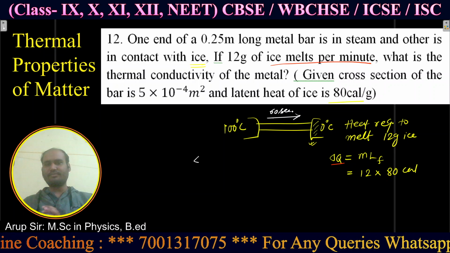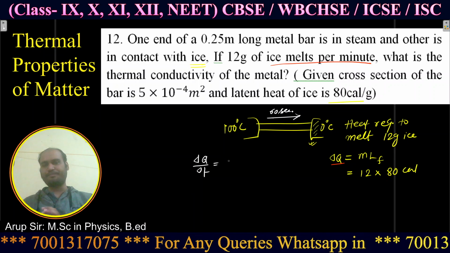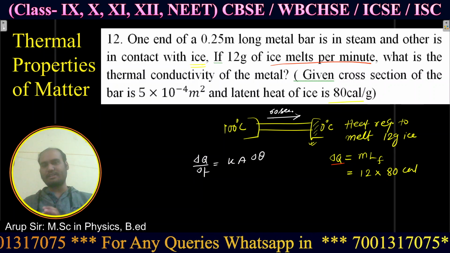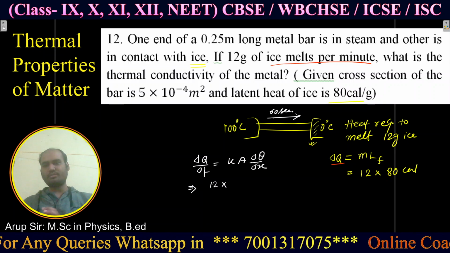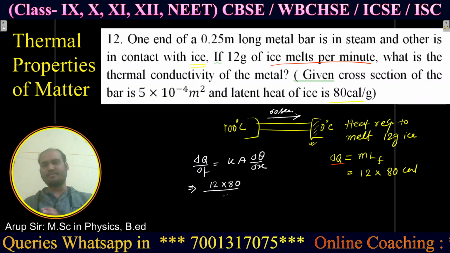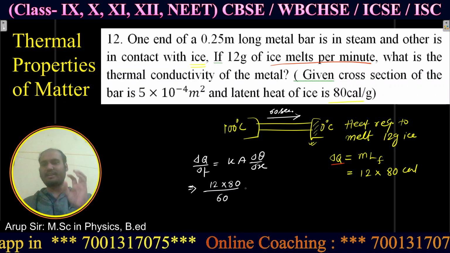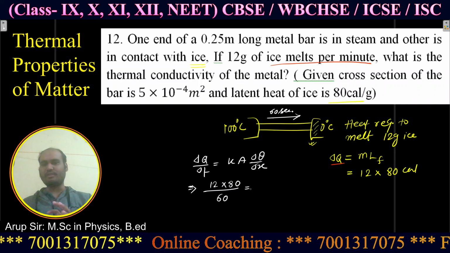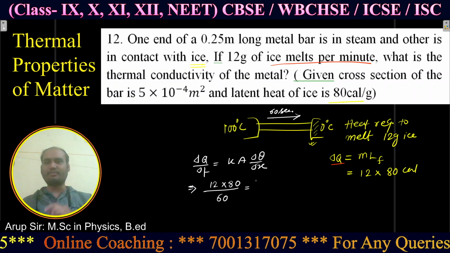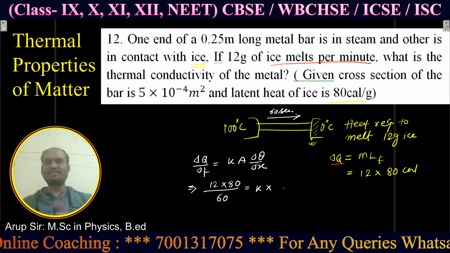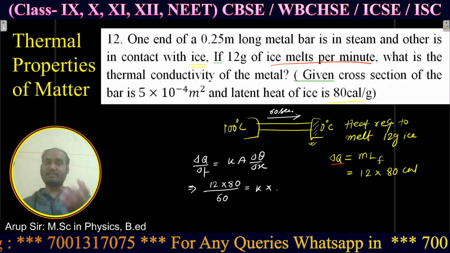So what is the formula for rate of heat transfer? Delta Q by delta t is equal to k into A into delta theta by delta x. Now delta Q is 12 into 80, the amount of heat transferred per minute. It was per minute, so I am dividing it by 60 seconds to get per second. This equals k, the thermal conductivity, which is not given, we have to find it, into the cross sectional area, which is given in meter square unit.